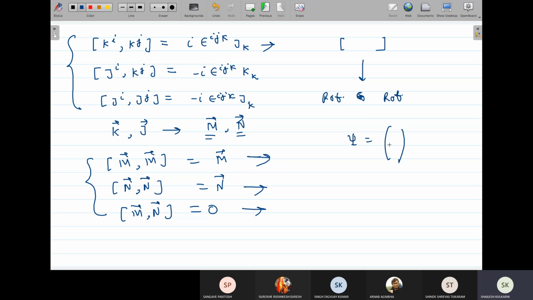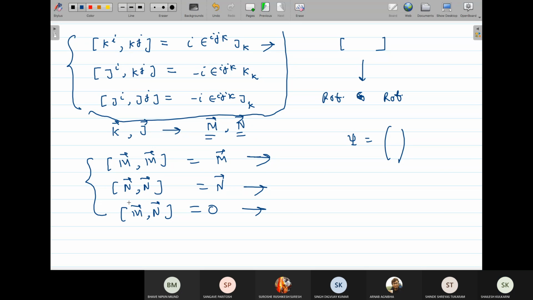We will come to that. We will see that. Clear? So the story is not complete. I want to write these commutation relations in a slightly different way. Why am I stressing the commutation relations?